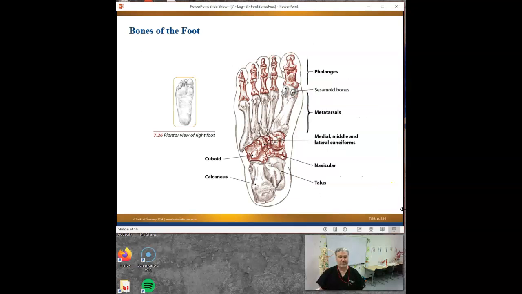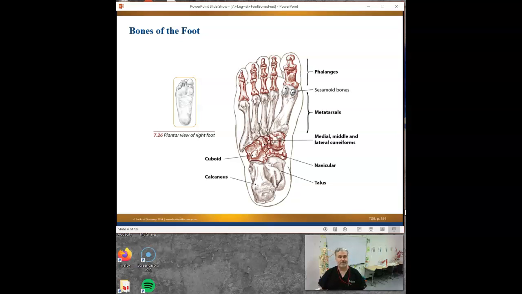On the bottom of the foot, you can see the calcaneus, the heel here. You can see how big it really is. It runs back into the foot quite a bit. The talus sitting above it. The cuboid, which kind of looks like a cube. The navicular. And the medial, middle, and lateral cuneiforms.